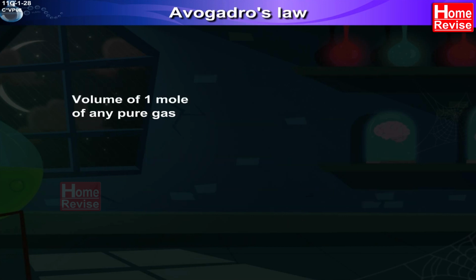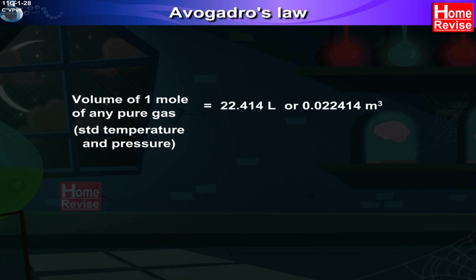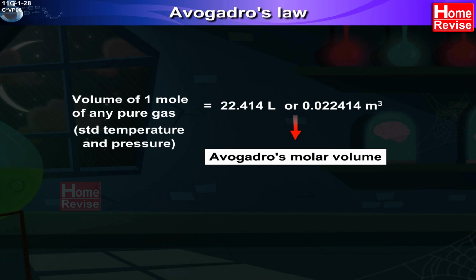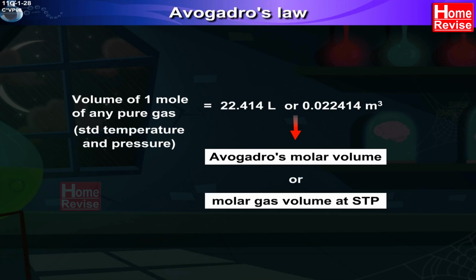Hence, the volume of 1 mole of any pure gas at standard temperature and pressure is always constant, equal to 22.414 liters or 0.022414 cubic meters. This value is called as Avogadro's molar volume, or molar gas volume at STP.